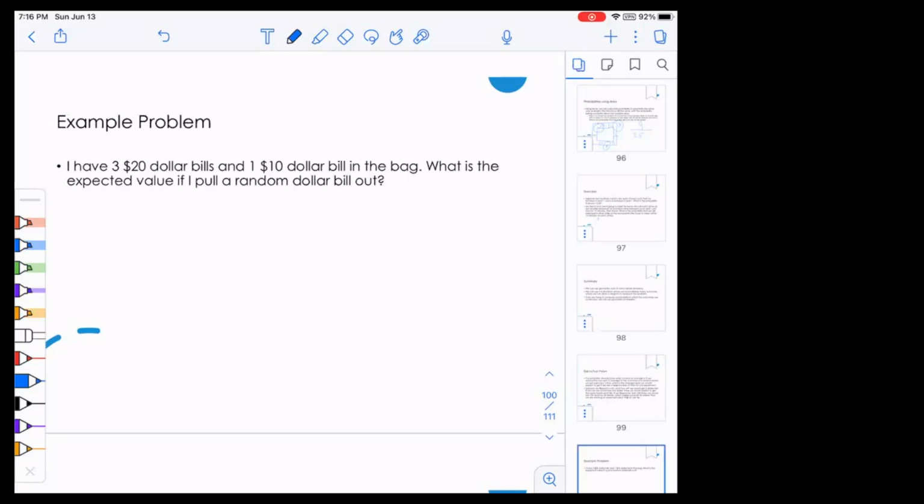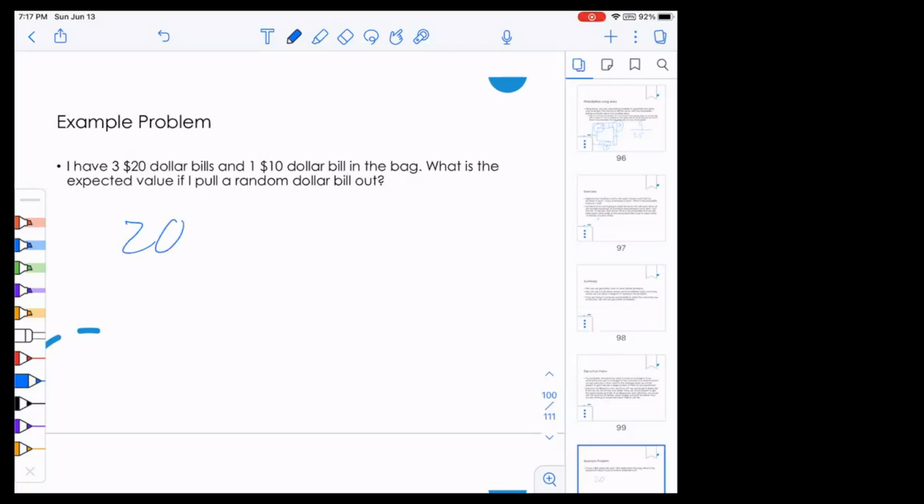It's like the average of the outcomes. So here, since there are four bills, there's three $20 and one $10. We can tell the probability of reaching a $20 bill is 3/4, and the probability of getting a $10 bill is 1/4. So basically, we can write like 20.